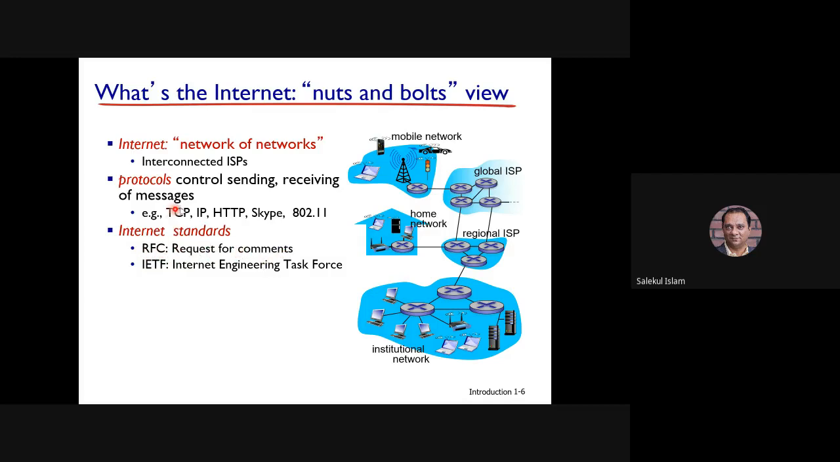So for example, for TCP we have a bunch of RFCs, for IP version 4, IP version 6, for switching from 4 to 6, for communication between IP version 4 and 6, for HTTP and different versions of HTTP, we have RFCs. Maybe for Skype we don't have an RFC because Skype is proprietary software.